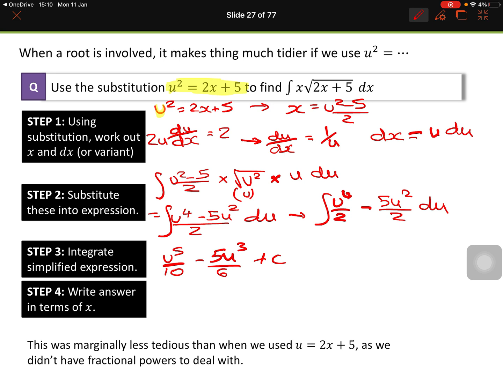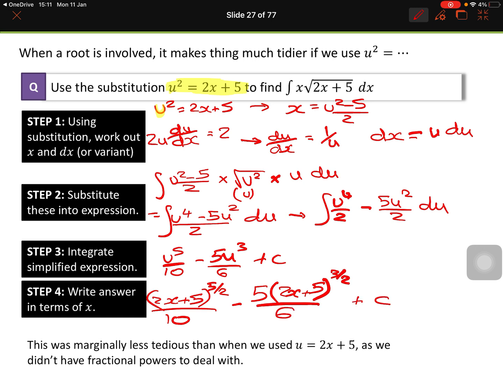Last step, sub back in our values of x. So we end up with u to the 5. Now this is more difficult because we know that u squared equals 2x plus 5. So therefore u to the 5 will be (2x plus 5) to the 5/2, over 10, minus, same with the next one, if u squared is 2x plus 5, u cubed will be (2x plus 5) to the 3/2, and that will be over 6 plus c.